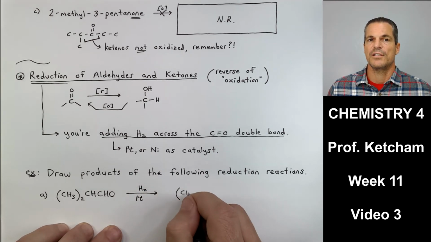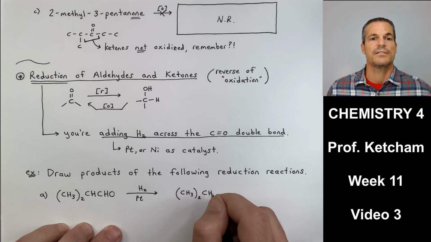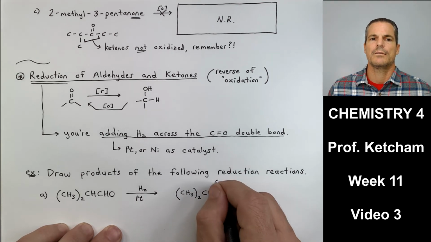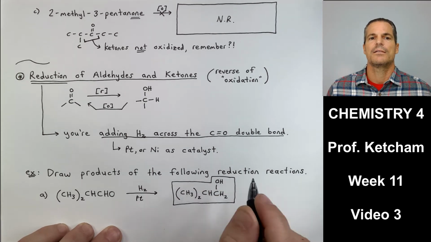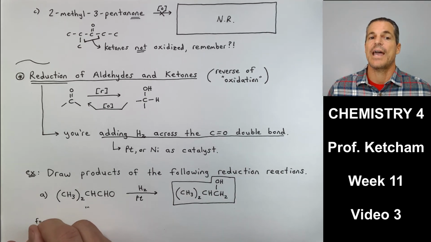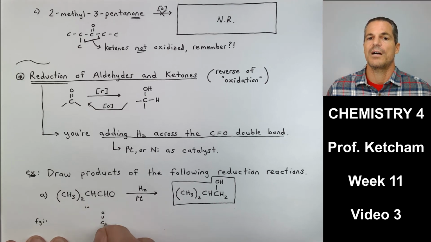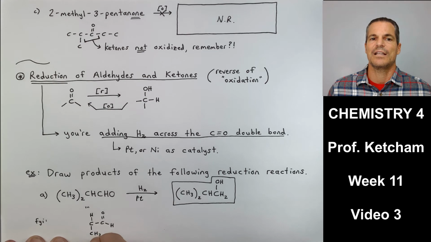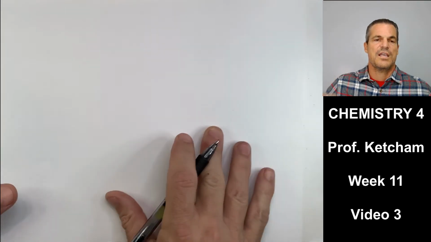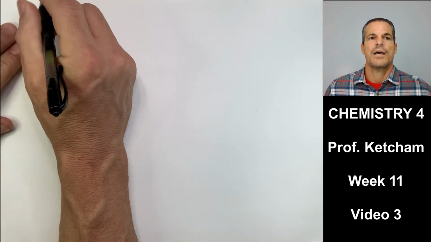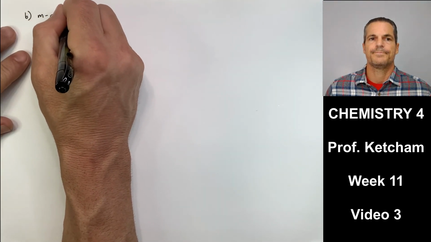Take note of the reagents. Those reagents should help you recognize, oh, H2 with platinum as a catalyst. This is a reduction. I convert that aldehyde to the corresponding alcohol. And just as an FYI, I've drawn out what that little CHO looks like on the end. It's a C double bond O with an H. All right. So that was an example of a reduction.